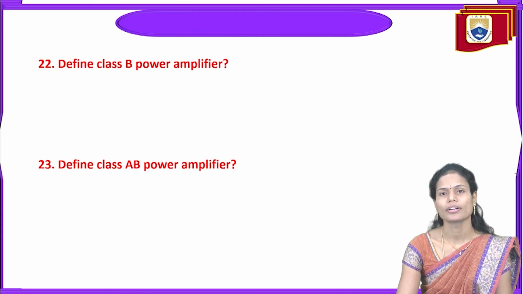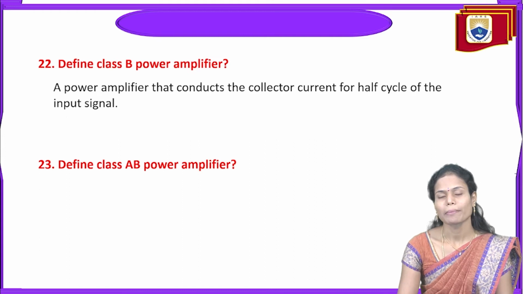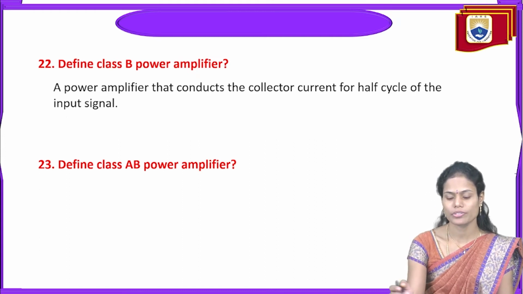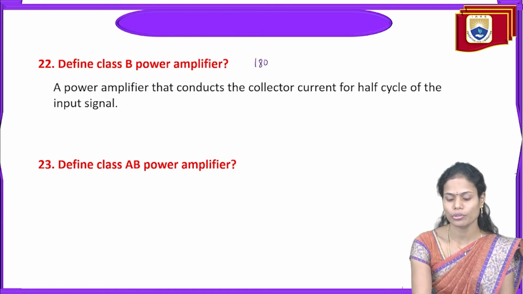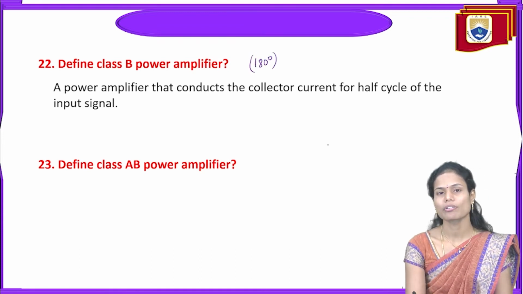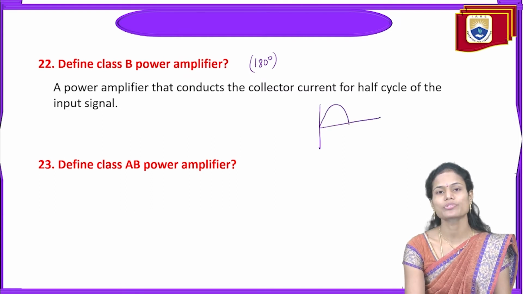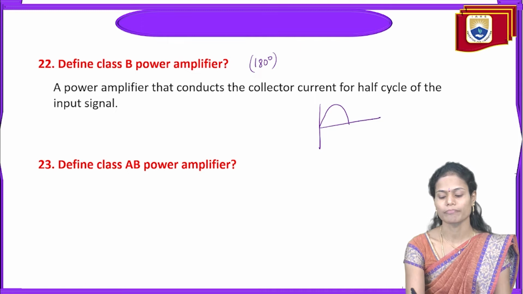And next one is define class B power amplifier. So a power amplifier that conducts the collector current for half cycle of the input signal, that is nothing but it is able to conduct 180 degrees of the input signal. It is going to utilize only half of the input signal for the amplification purpose.